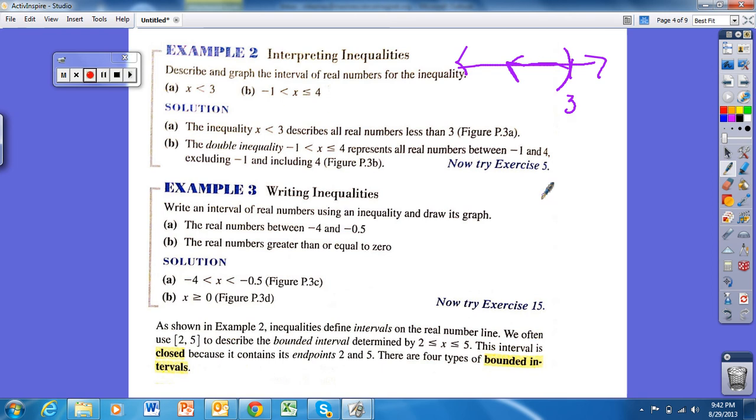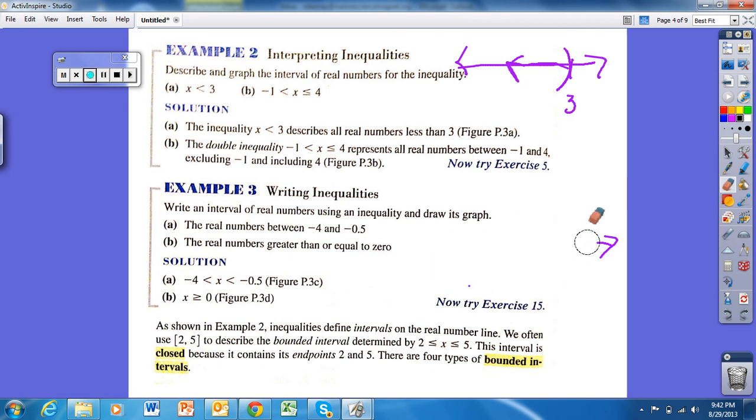For -1 to 4, we're going to go like this. Here's -1, here's 4. We're going to go with a parenthesis on -1 and a bracket, and these should actually be on the line. I shouldn't do it up here. Let's go like this. Parenthesis on -1, bracket on 4. The bracket tells you that the 4 is included, kind of like the closed circle. The parenthesis tells you that the -1 is excluded, kind of like the open circle.